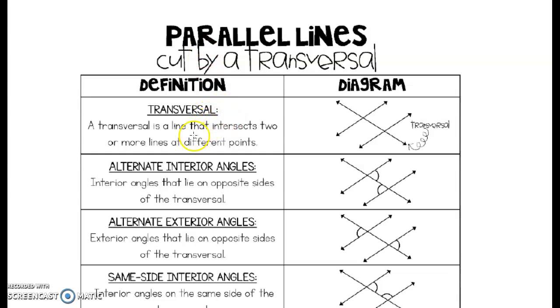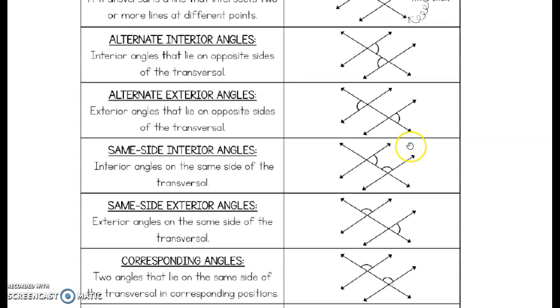So first of all, transversal, remember that's your line that crosses across. So in this picture here, this would be my transversal. Then you have your angle relationships. So alternate interior angles, remember they're between the two parallel lines and they're on opposite sides of the transversal. Alternate exterior angles, they're also on opposite sides of the transversal, but they're on the outside of the two parallel lines. So they're across from each other here.